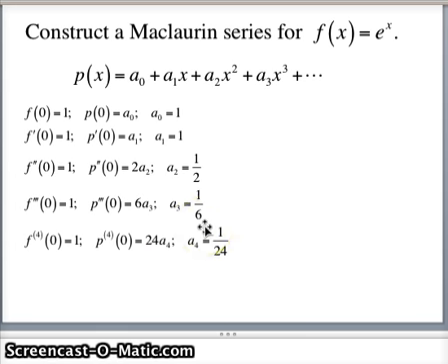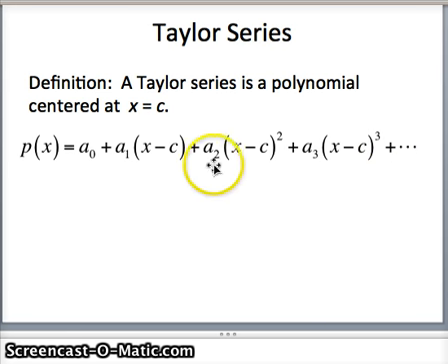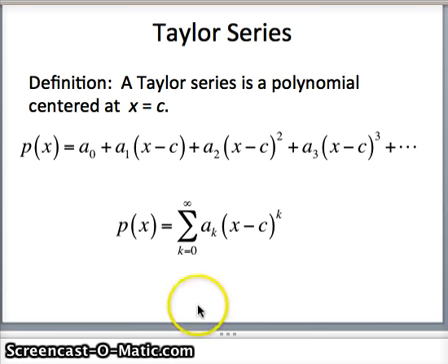Let's look at a Taylor series. Now we said a Maclaurin series was centered at 0. A Taylor series is centered anywhere, so at x equals c. So here is our general form: a0 plus a1 times (x minus c) plus a2 times (x minus c) squared plus a3 times (x minus c) cubed plus dot dot dot to infinity. Written this way, it's the sum as k goes from 0 to infinity of a sub k times (x minus c), where it's centered, to the k. And in a Maclaurin series, c was 0. In a general Taylor series, c can be anything.